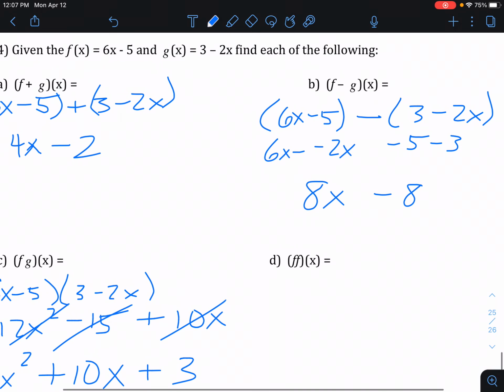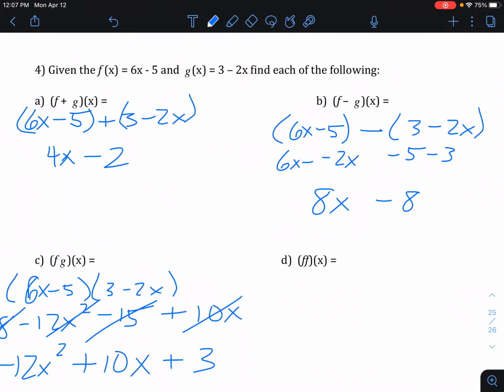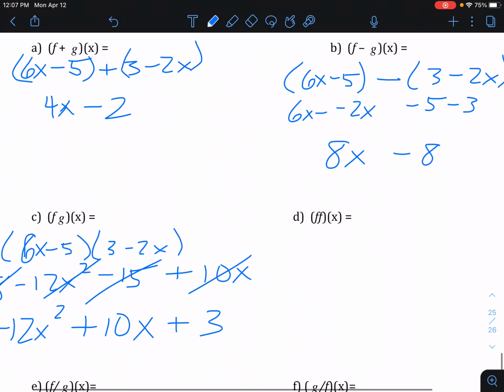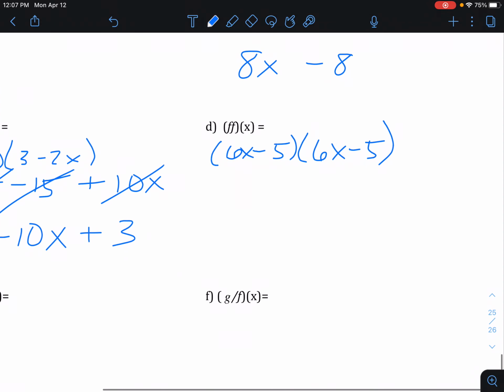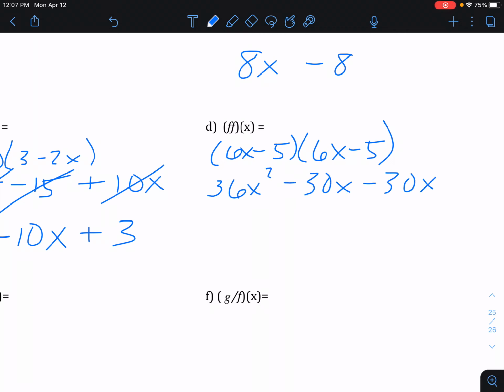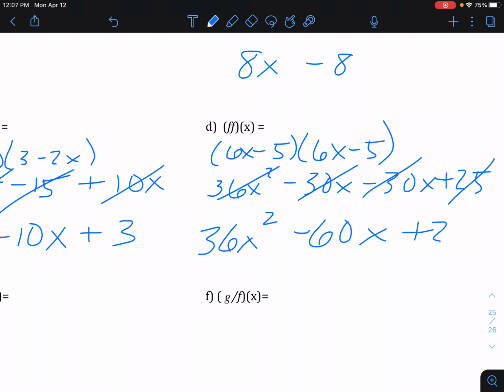All right, next up, f of x is f times f. We're going to be foiling again. Foil and combine like terms. So first, outer, inner, and last. Combine like terms, 36x drops down. These add together to make -60x, and plus 25 drops down.